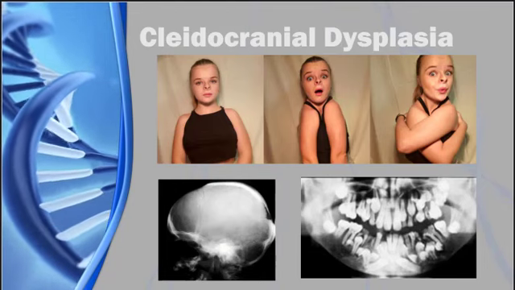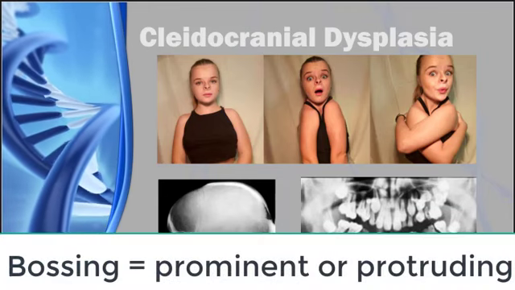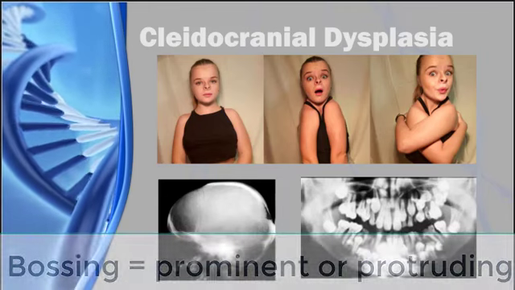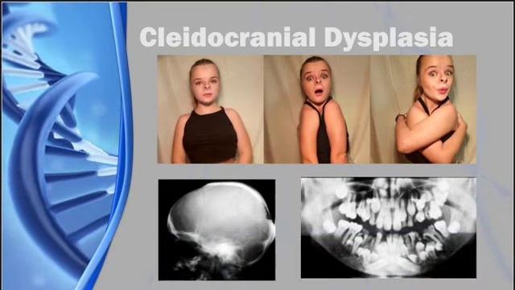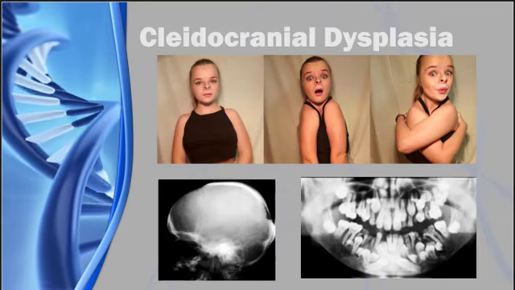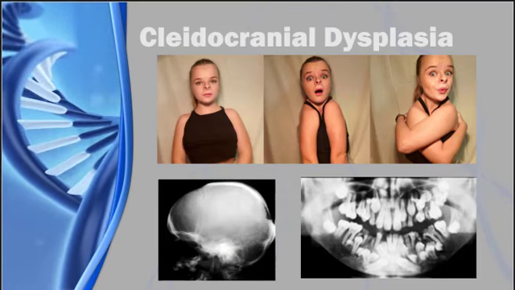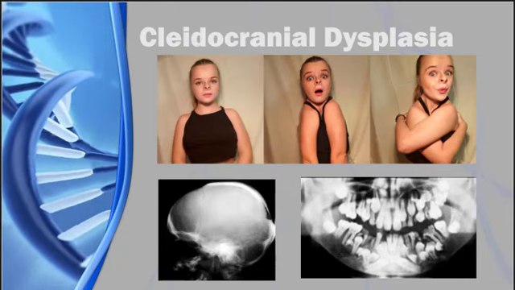They may have bossing of the frontal, parietal, and occipital bones, which just means a pushing out or a growth out, and widely spaced eyes. They may have numerous supernumerary and impacted teeth, and cysts can develop in association with those impacted teeth.